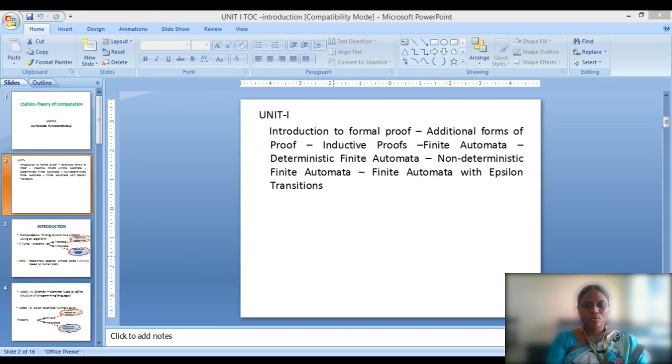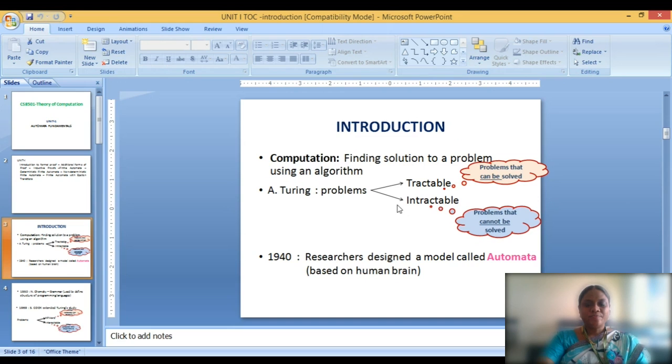Welcome to the video lecture on theory of computation. So today in this session we are going to discuss Unit 1, which is nothing but some introductions about theory of computation, like introduction to formal proof, additional forms of proof, etc. So before going inside this, we need to have some introduction.